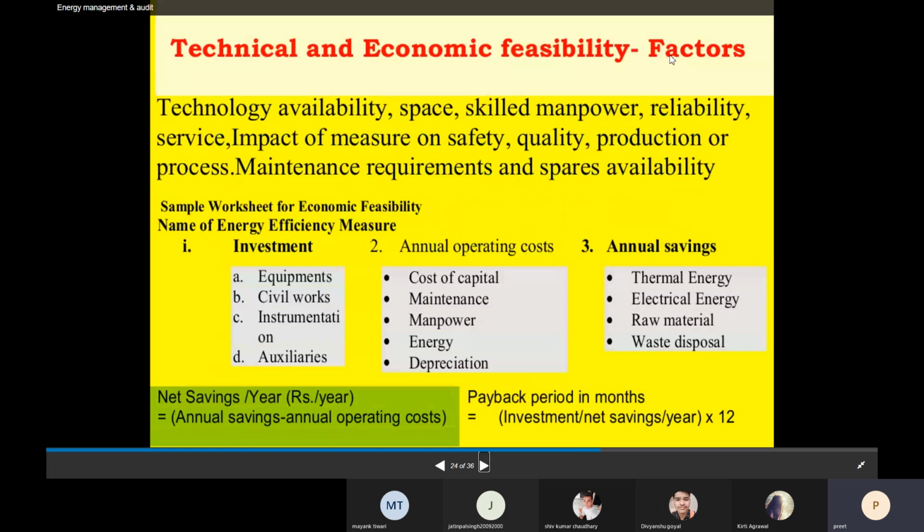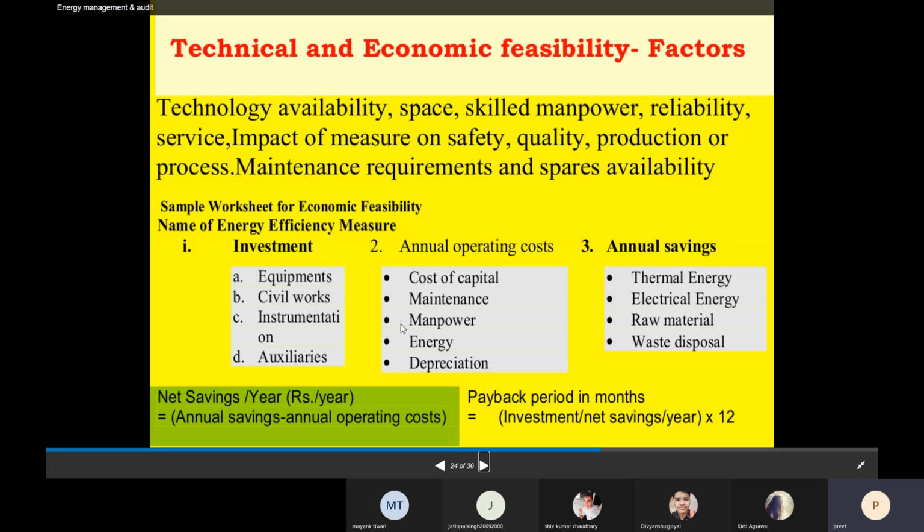Technical and economic feasibility factors: technology, availability, space, skilled manpower, reliability, service, impact of the measure on safety, quality, production, or process. These are your technical factors. Then there are maintenance requirements and spare availability.